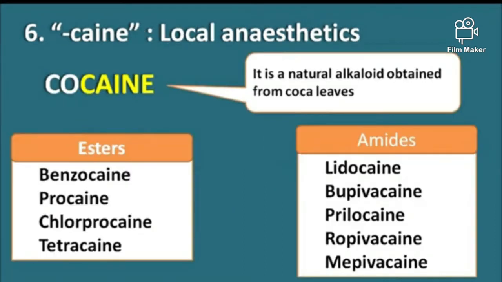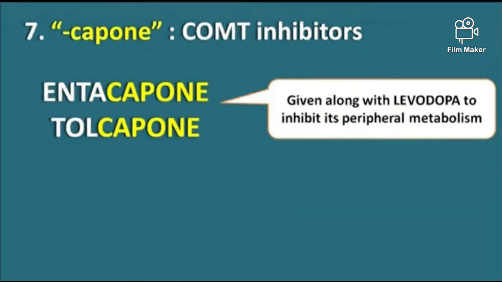Caine, local anesthetics. Cocaine is a natural plant alkaloid. Coming to esters: benzocaine, procaine, chloroprocaine, and tetracaine. Amides: lidocaine, bupivacaine, prilocaine, ropivacaine, mepivacaine. These agents act as local anesthetics, and cocaine is a natural plant alkaloid.